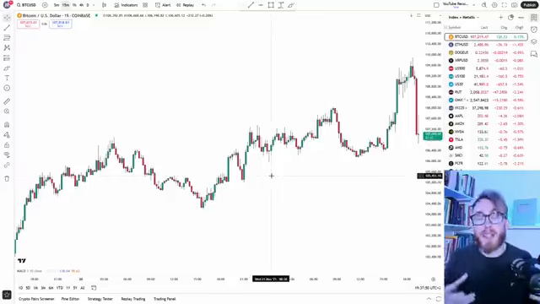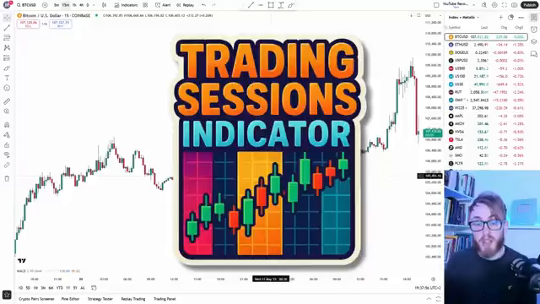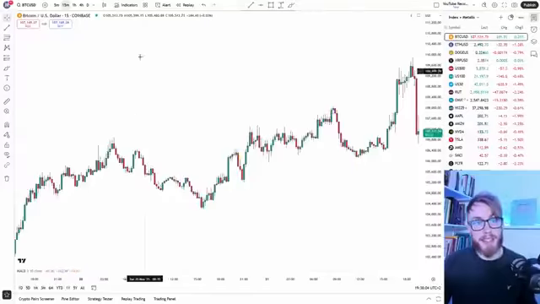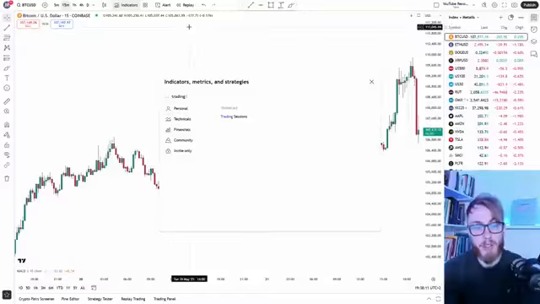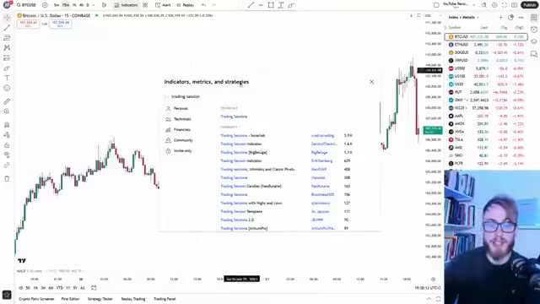But all right, so now let's jump into TradingView, because now I want to show you guys an indicator that you can use to automatically display the trading sessions on the screen. To open up this indicator, you basically want to go up here to the Indicators tab in TradingView, and you simply want to search for trading sessions.